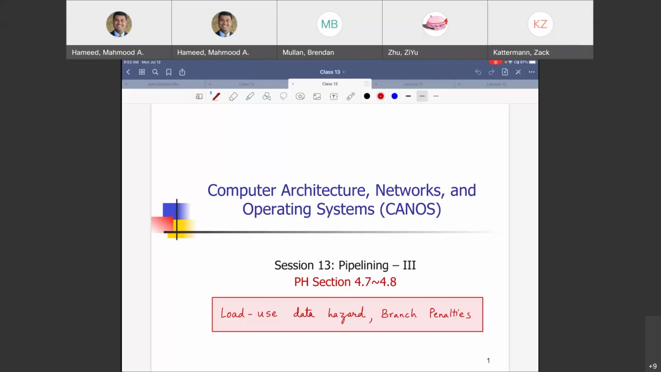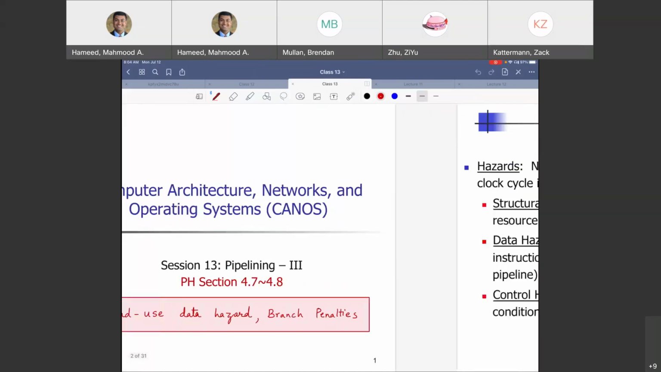And we'll also talk about the control hazard, which is based on branching instructions. What are the penalties? So essentially, instead of asking for permission, let's ask for forgiveness, right? So we'll talk about how much forgiveness in terms of branching penalties later on.